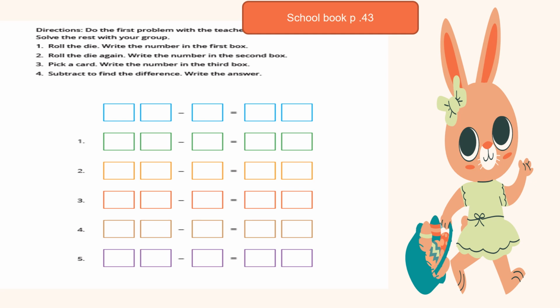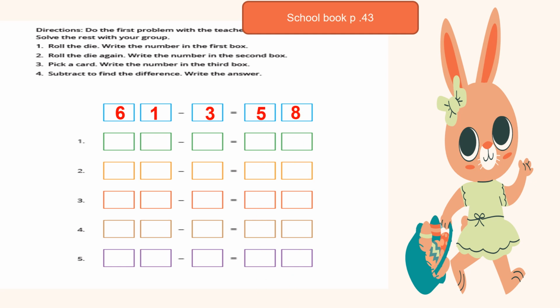Now let's play a game. I will give you some numbers, and using the counting back strategy, find the difference. 61 minus 3. We will go backward 3 steps. What is before 61? 60, 59, 58.